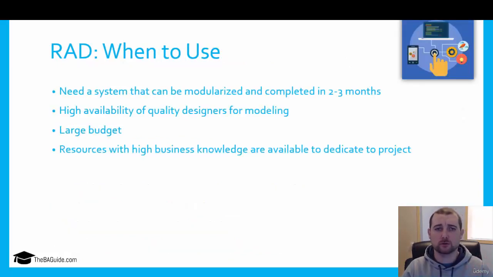So when should you use RAD, Rapid Application Development? Well, you need a system up really quickly. In 2 to 3 months, you need something that can be working and utilized, but you have to be able to modularize. So it's a system that can be broken apart and needs to be done really fast. Another time to use it is when there's a high availability of quality designers and developers to position across the different project teams.